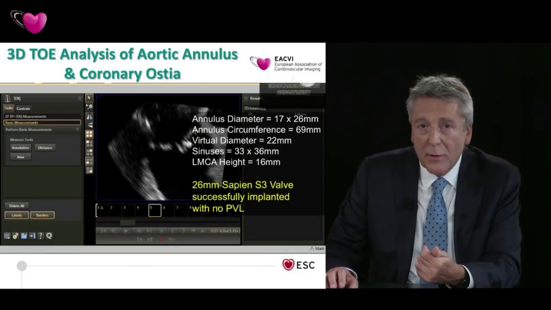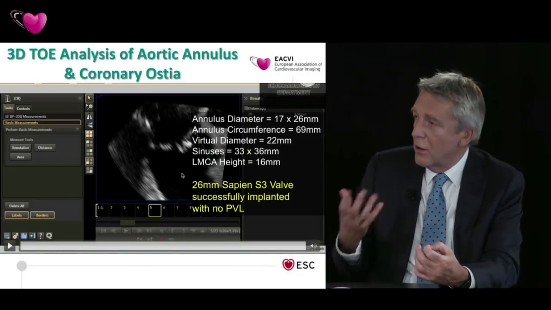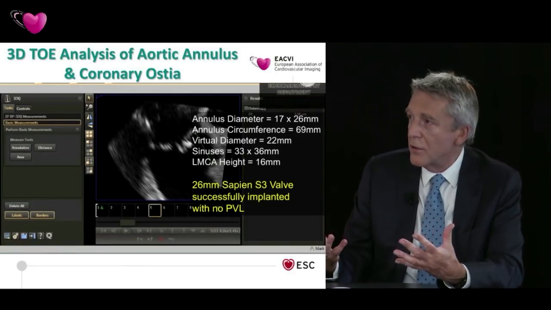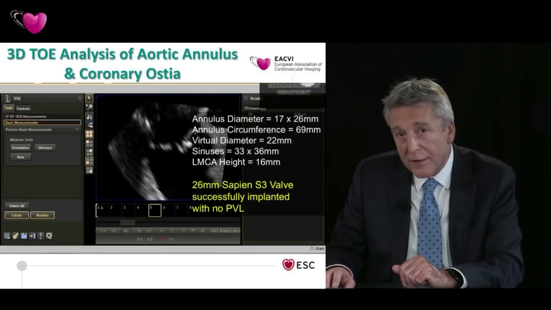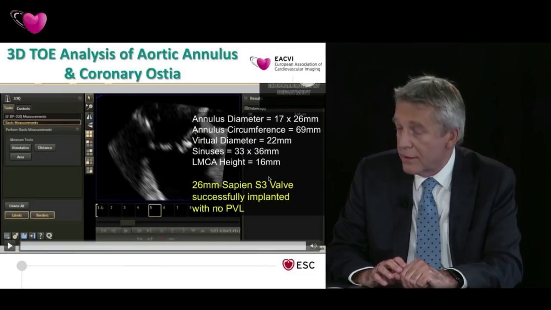Now, as you can see, we decided to employ a 26 millimeter valve because the aortic valve leaflets were not that calcified and the sinuses were quite capacious. So we had plenty of room and we thought the rupture risk was small. So that's what we did, and it was successfully done with no paravalvular leak at all.